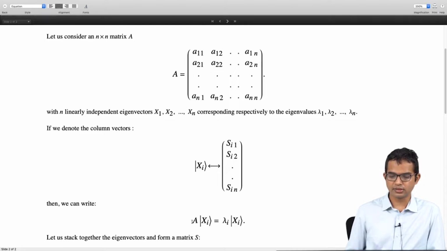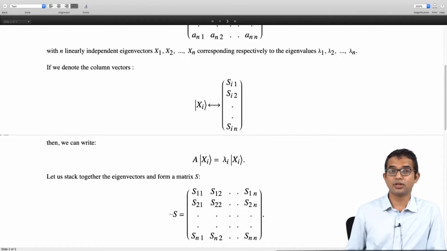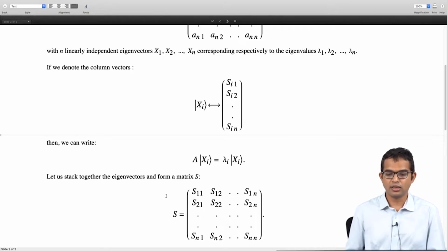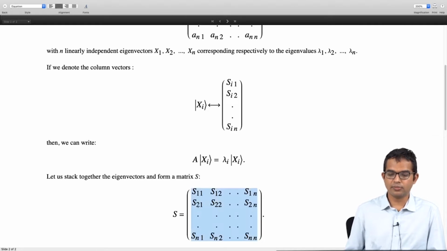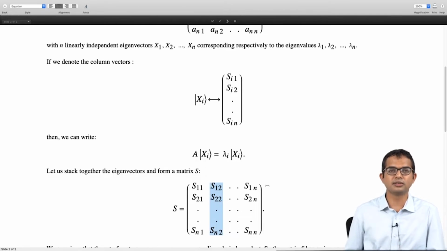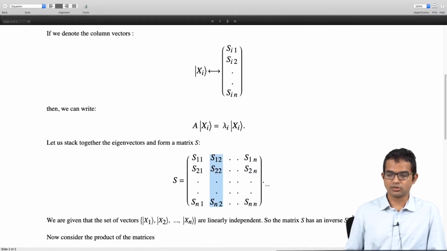Then the defining property of these being eigenvectors is that A acting on xi should give you lambda i acting on xi. So if you stack them all together, now you see the point of the previous lecture where we looked at properties of matrices formed by stacking together such linearly independent vectors. We saw that since these are n linearly independent column vectors, necessarily S is an invertible matrix. This is important for us, as you will see. So let's consider its inverse and denote it as S inverse as usual.